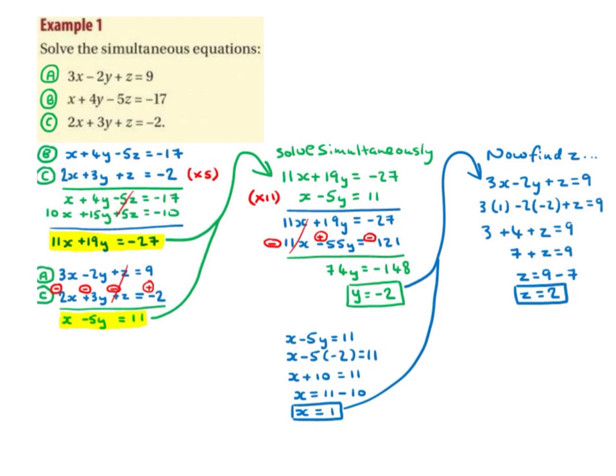So next time I'm going to take equation A and equation C. Taking equation A and equation C, the z's are already the same, so I've plus z and plus z. So I just need to change the signs of one of them. So I'm going to keep equation A as it is, 3x minus 2y plus z is equal to 9. And equation C, all I'm going to do to it is change the signs. So the 2x becomes minus 2x, the 3y becomes minus 3y, the z becomes minus z, and the minus 2 becomes plus 2.